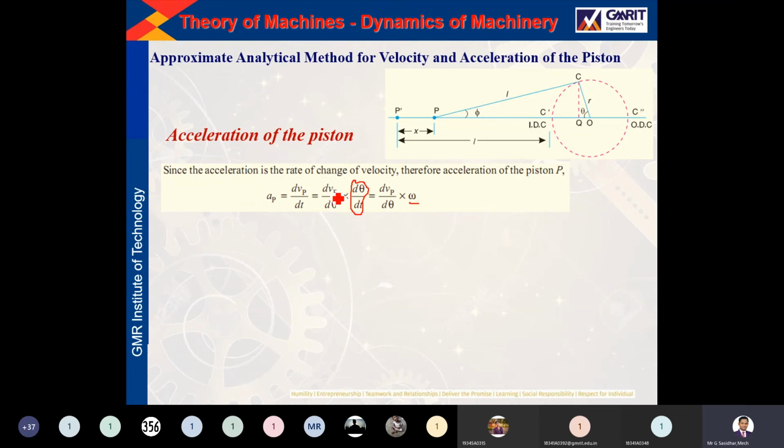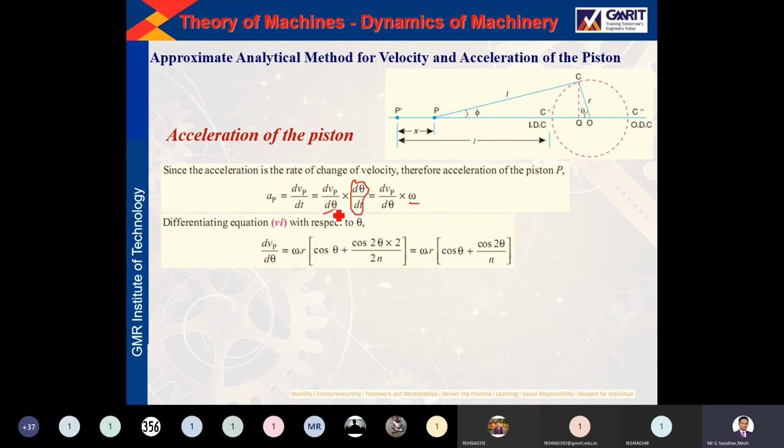Now for this velocity equation, r omega sin theta plus sin 2 theta by 2n, do a derivation with respect to theta, and you will get dvp by dt. It is easy now. Just do one derivation with theta: r omega is the same, the derivative of sin theta is cos theta, plus the derivative of sin 2 theta is cos 2 theta times 2, divided by 2n. After simplifying, I will get r omega cos theta plus cos 2 theta by n. Here it is not 2n, it is n.